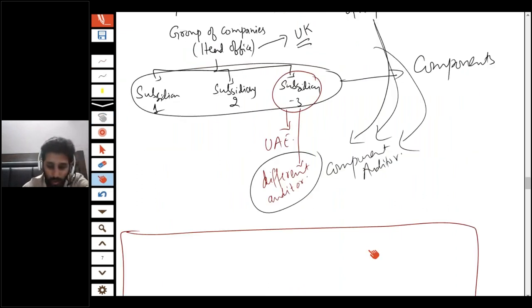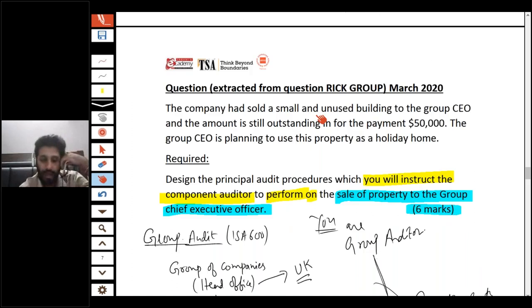The company had sold a small and unused building to the group CEO, and the amount of $50,000 is still outstanding for payment. The group CEO is planning to use this property as a holiday home. It's a question from the March 2020 group paper. I have extracted that portion. So the point to be noted is whatever the CEO will be doing with that property, the point is that this is a transaction with the group CEO.